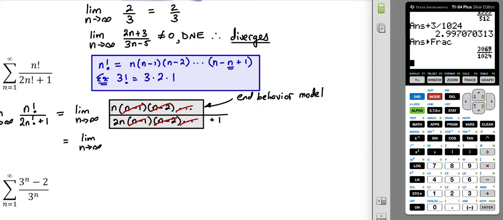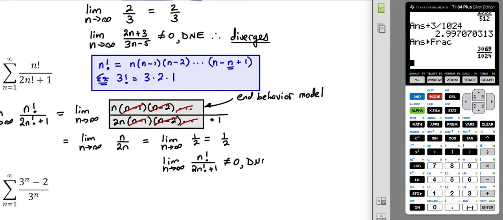So when you do that, all this stuff cancels out, and you're left with just n over 2n, which simplifies to the limit as n approaches infinity of the constant 1/2, which would just be 1/2. All right, that limit as n approaches infinity of n factorial over 2n factorial plus 1 is not equal to 0 or DNE, so it's another case where it diverges.